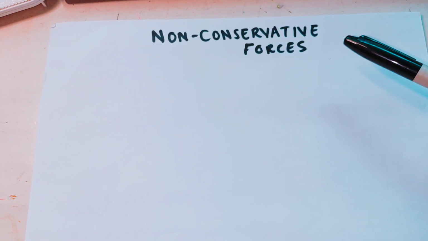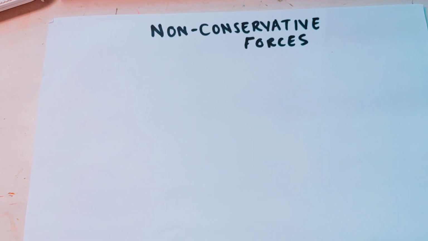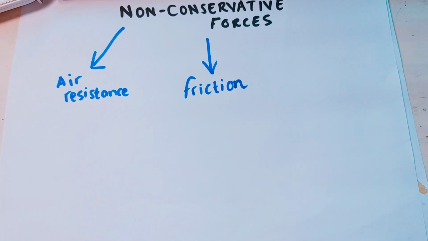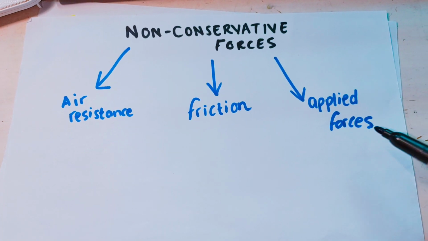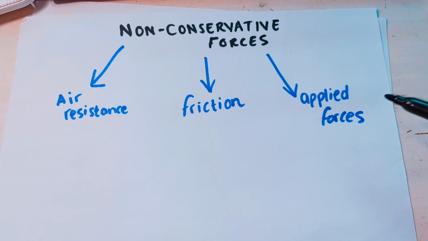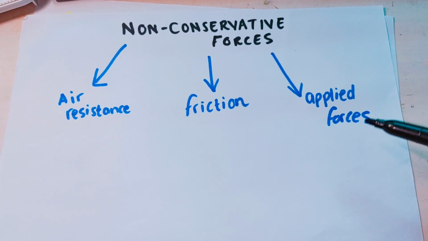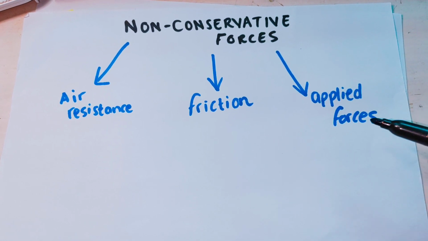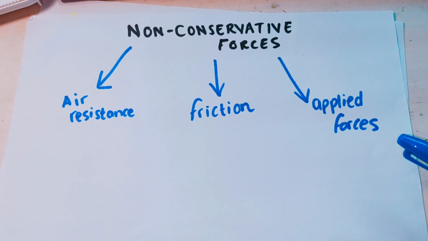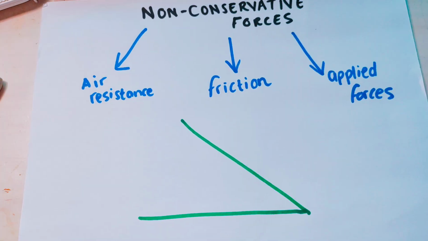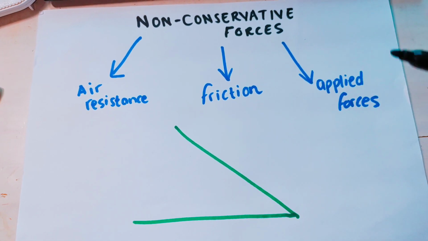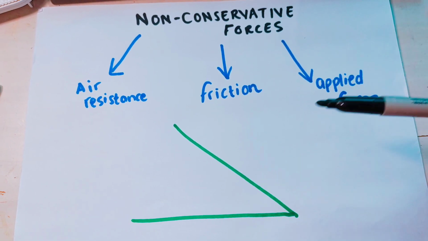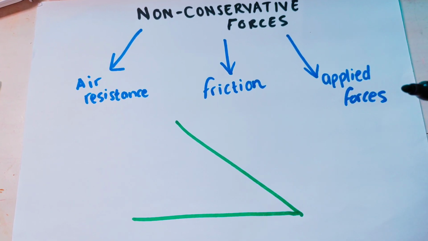Now let's evaluate the effect of non-conservative forces, such as air resistance, frictional forces, and applied forces. Applied forces could be the force of an engine or a rope or anything that is causing the object to move because of a force that is in contact with it, or a force that is acting on the object. Now, these forces also do work on the object, but the work done by non-conservative forces causes a change in the mechanical energy.